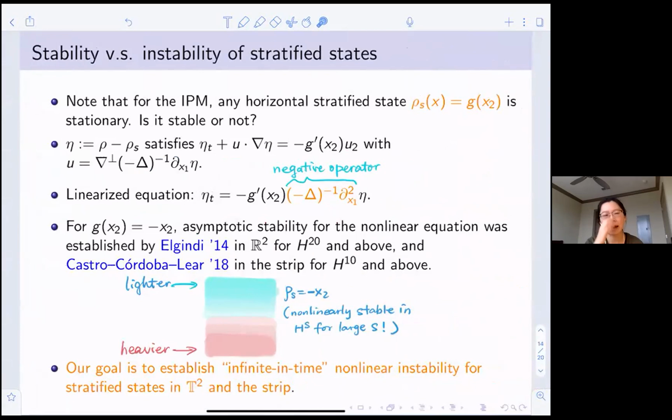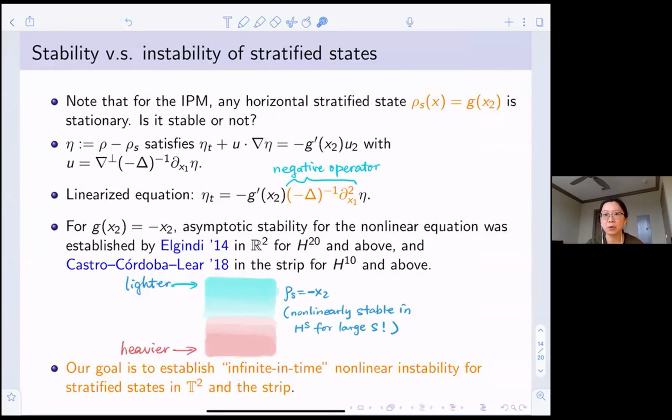For the rest of the time, I would like to discuss the stratified steady states, which are all stationary, and I would like to discuss some stability versus instability for these steady states. So notice that for any horizontal stratified state where rho is only a function of x2, when we plug it into the Biot-Savart law, which contains a partial x1, then it is automatically stationary because u is a constant 0. Right. So our question is, what can we say about the stability of such steady states?